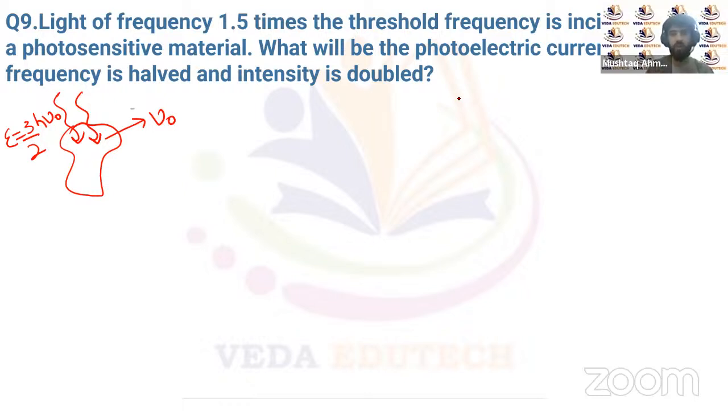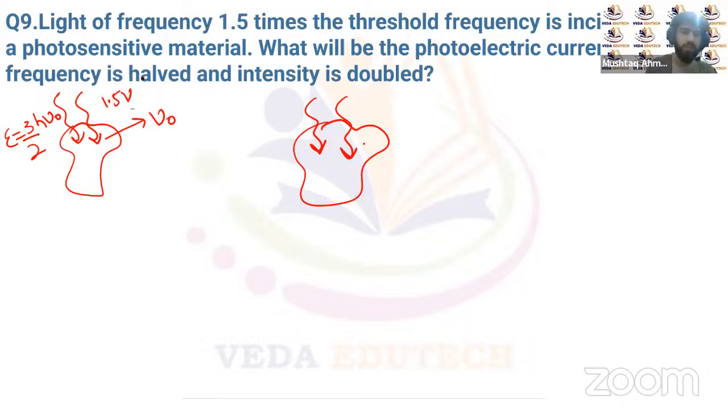But the question is, what will be the photoelectric current if the frequency is halved and intensity is doubled, right? If the frequency is halved, the frequency is half of the initial frequency. It means the incident frequency was 1.5 times nu naught, so half of this will be 0.75 nu naught, right?